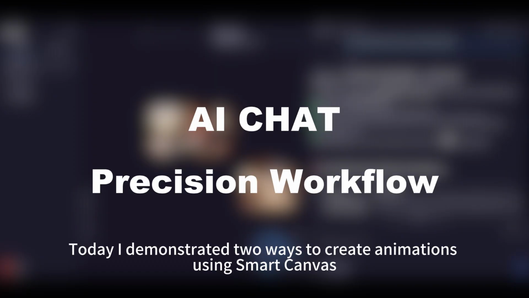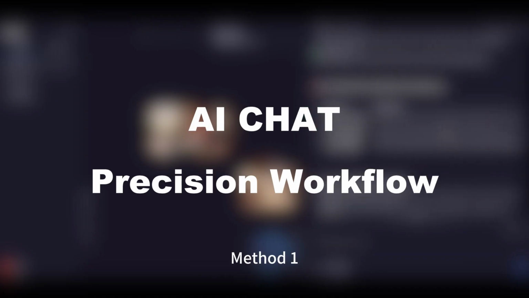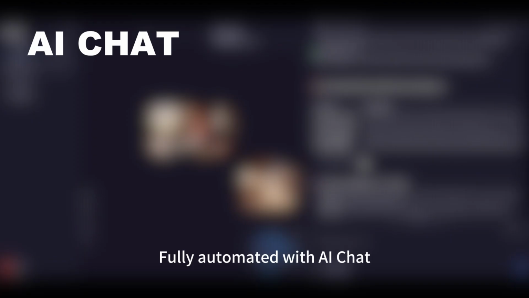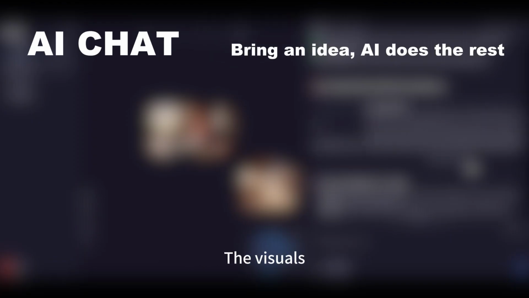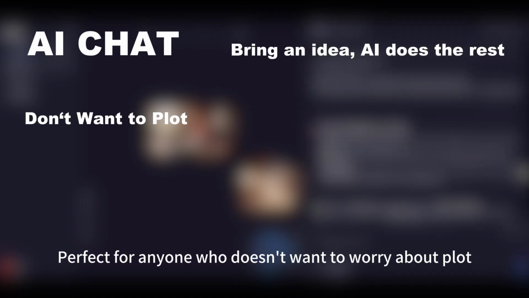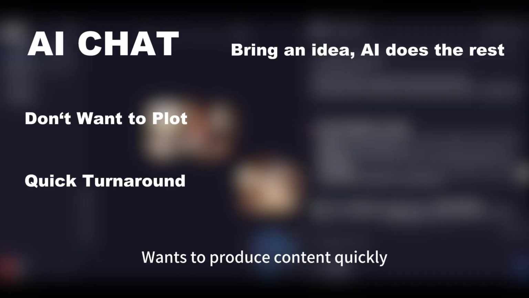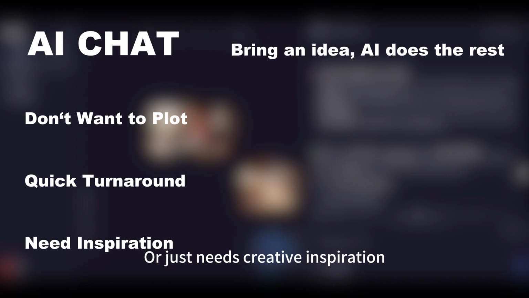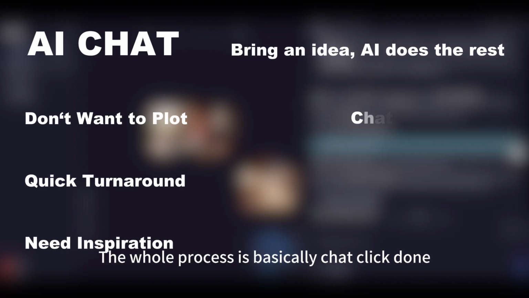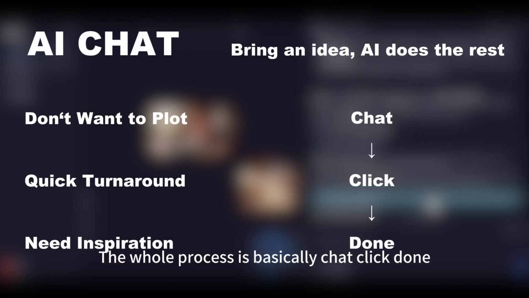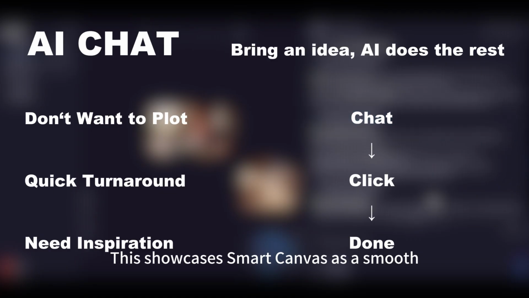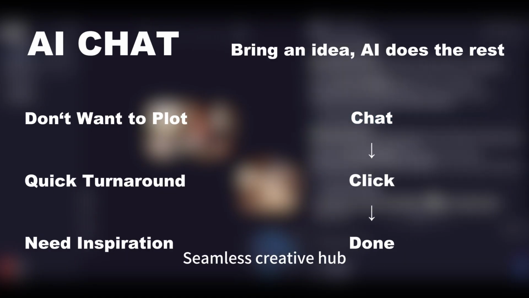To wrap up, Toad AI demonstrated 2 ways to create animations using Smart Canvas. Method 1. Fully automated with AI chat. Just bring an idea, and it handles the story, the visuals, and even the shot script. Perfect for anyone who doesn't want to worry about plot, wants to produce content quickly, or just needs creative inspiration. The whole process is basically chat, click, done. This showcases Smart Canvas as a smooth, seamless creative hub.